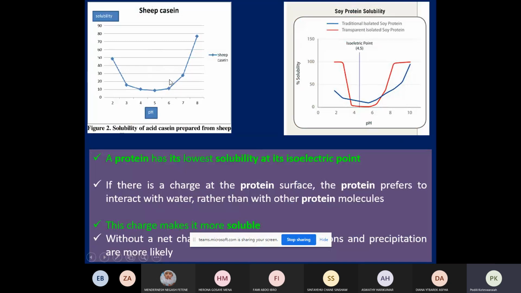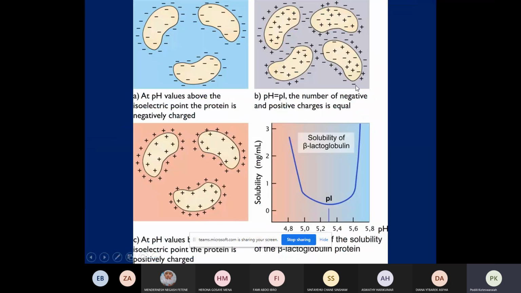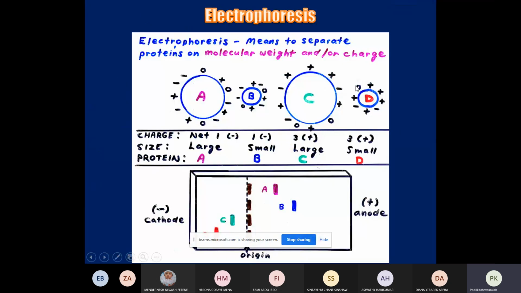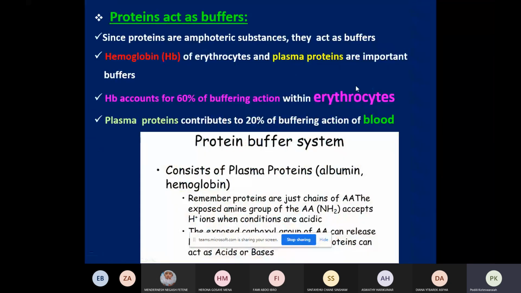And you can also see here, as I already said, that for any protein at the isoelectric point, the solubility, this is the y-axis is solubility, x-axis is the pH. At the isoelectric point, the protein has the least solubility because the net charge is 0, so it can no more interact with the surrounding water molecules in order to be more soluble. And so every protein has its particular pI value.